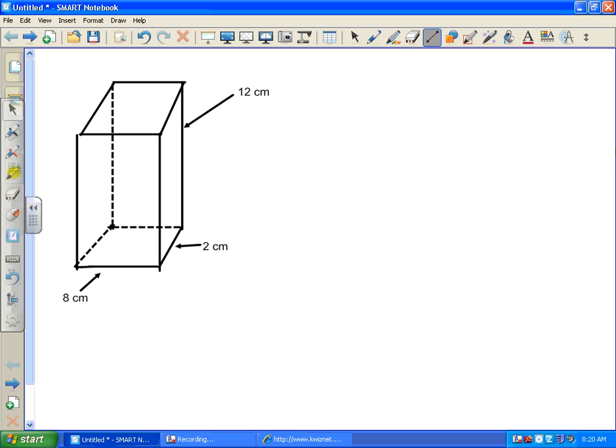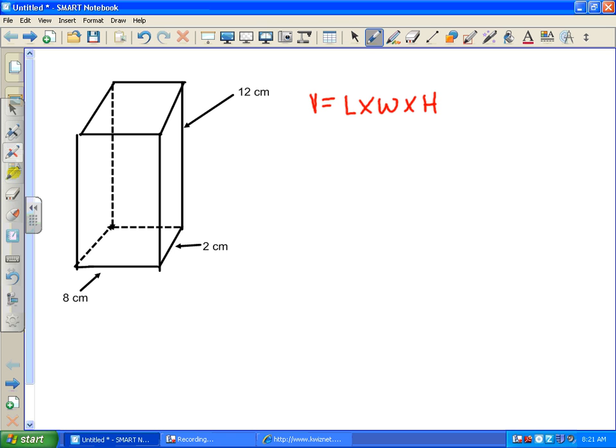So, what is the length of the prism? 8. What is the width of the prism? 2. And what's the height of the prism? All right, so when we do this, we're going to multiply. What's the formula we found out for volume? Length times width times height. Length times width times height.